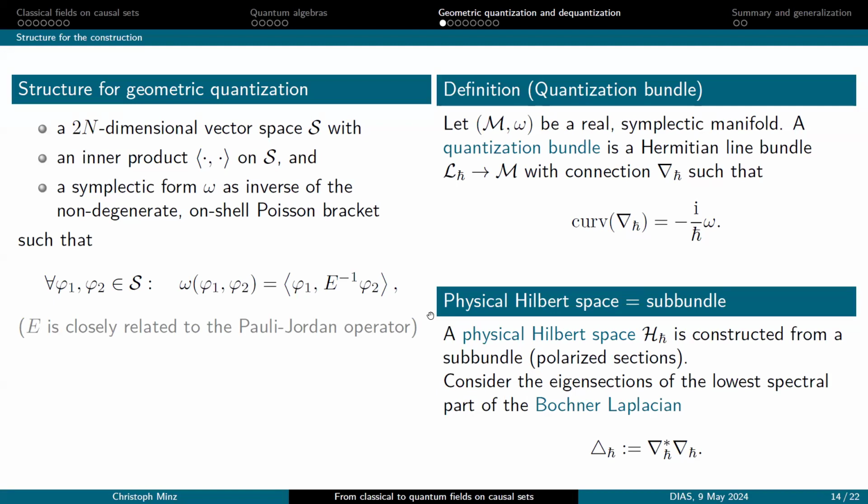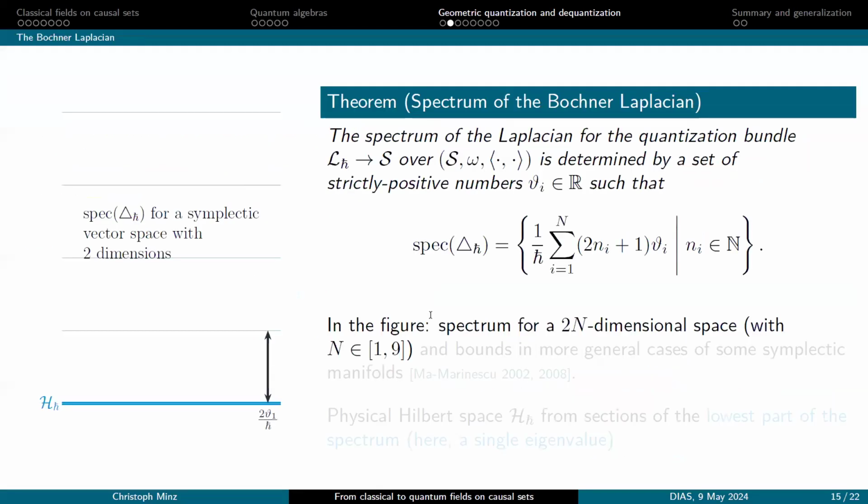And the second step in the construction is that we now need to find a physical Hilbert space. This is quite often useful. We identify this by taking this connection of the bundle, forming this Bochner Laplacian, and then looking at the spectrum of this Bochner Laplacian. This is just the rough idea of doing geometric quantization.